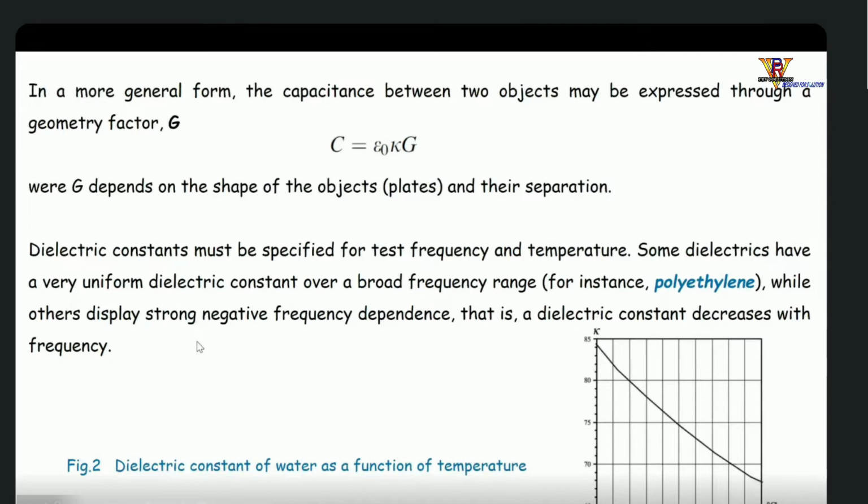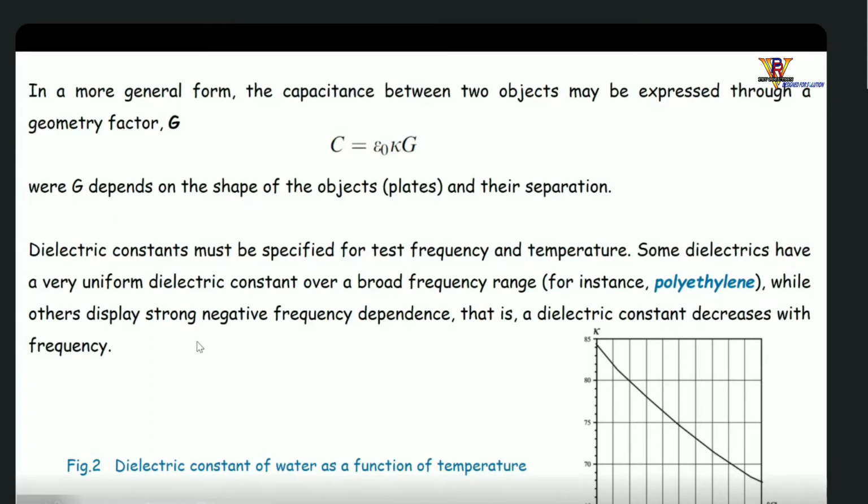While others display strong negative frequency dependence. That means on increasing frequency, the dielectric constant of the capacitor decreases. So depending on the nature of the materials used between the plates of the capacitor, we may select the application of these capacitors, whether they can be used for a very large range of frequencies, or for frequency ranges where we need variation in dielectric constant with respect to frequency.